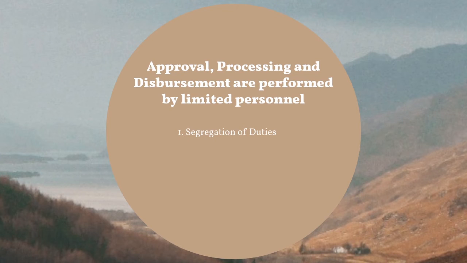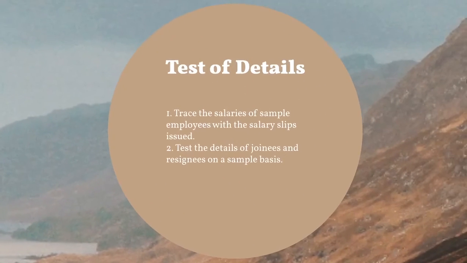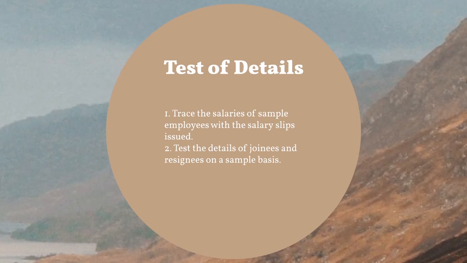Another risk is if the approval, processing, and disbursement are performed by limited personnel. So in a company, if the approval of the salary of an employee, processing it in the payroll register, and the disbursement, which is the payment of the salary, is all performed by the same person, then there is a high risk of manipulation here. That is why we have to do segregation of duties to avoid such manipulation. So these were the risks and their controls.